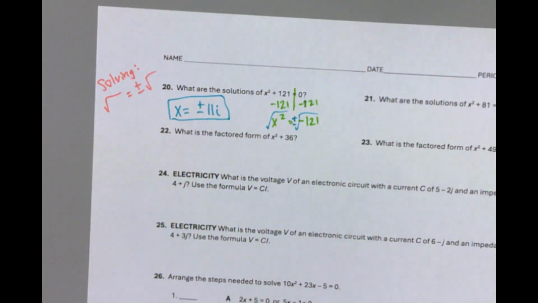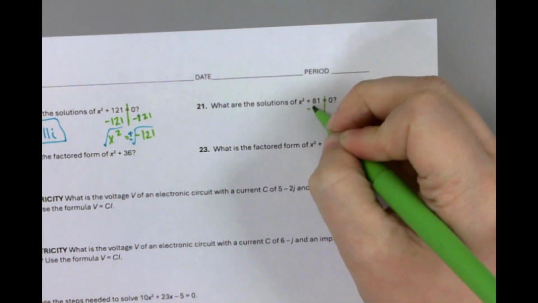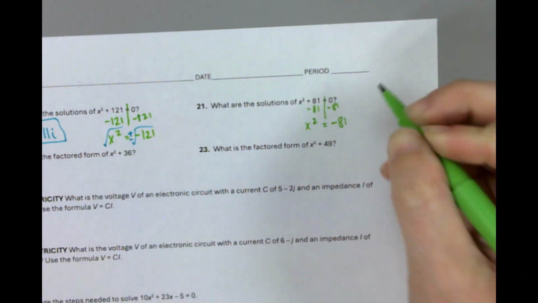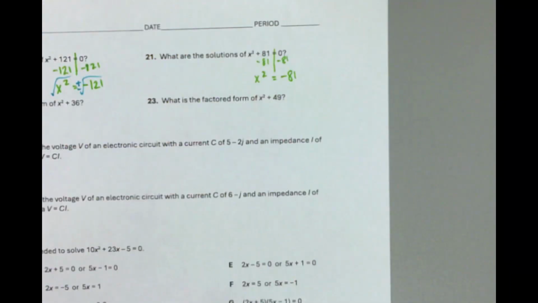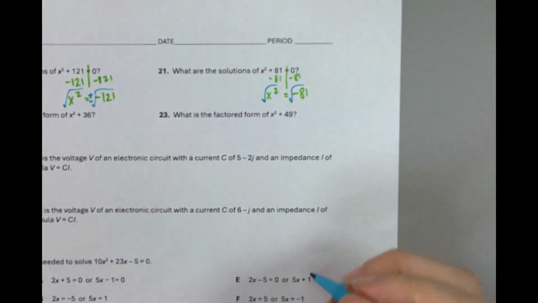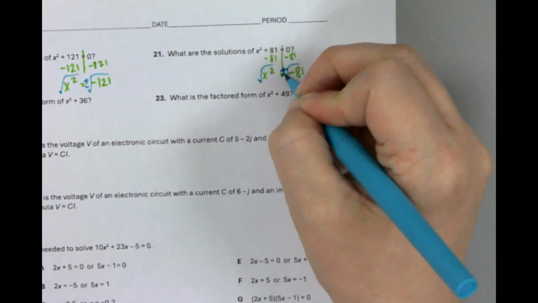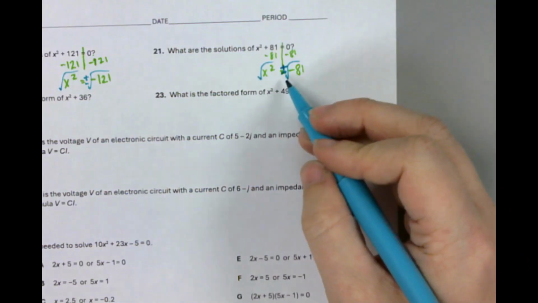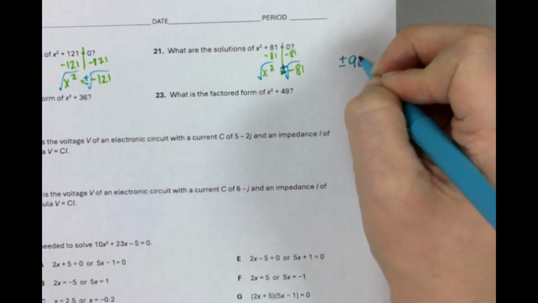Right, next problem. I'm going to do the same thing. Subtract 81. x squared equals negative 81. Sorry. Now when I take the square root of both sides, I need the positive and negative root of negative 81. The square root of 81 is 9. The square root of negative 1 is i, so we have positive and negative 9i.